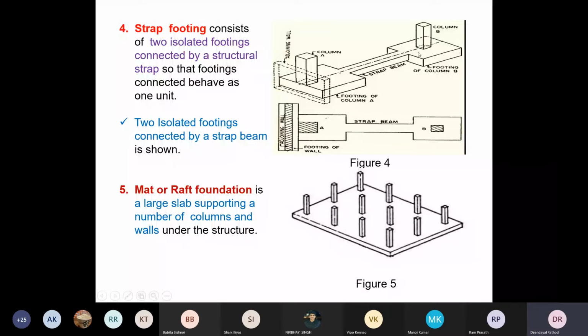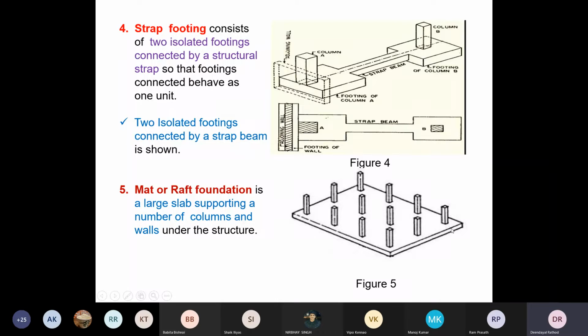So this particular one may settle more, and this may settle less. So to give uniform settlement, or to reduce the differential settlement, these strap footings are provided. So how does it look? Okay, this is the plan, where the strap beam is.